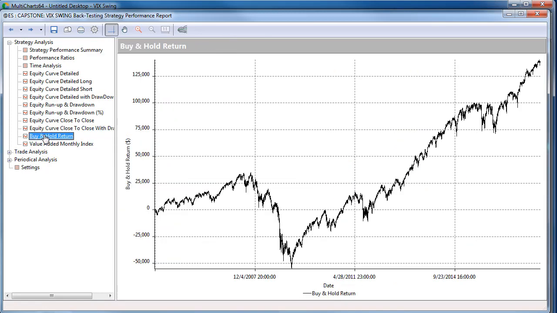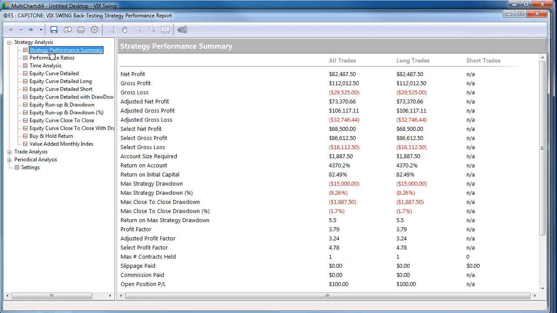Now here is the buy and hold return. I like this. You see what the drawdown is on a buy and hold return. 25,000. Say you're at 25,000, you go down here to 50,000. So that's $75,000 as far as a buy and hold drawdown on this. On the S&P, if you just bought and held it, you're looking at 75,000. So it still beats buy and hold, even though it has a $15,000 drawdown.